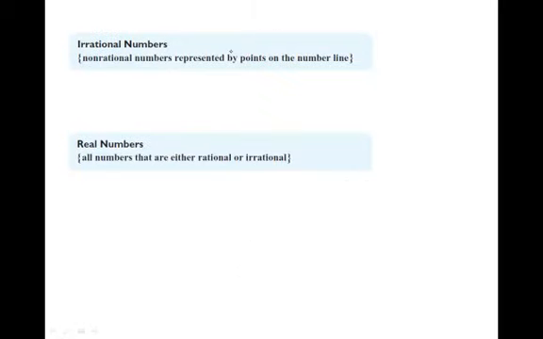Now, irrational numbers cannot be represented by points on a number line because we can't really nail down exactly what they are. You can think of pi. All right, what is pi equal to? Well, you might say 3.14, but pi is not equal to that. Pi is approximately 3.14. But what pi is, it's not a number we made up.